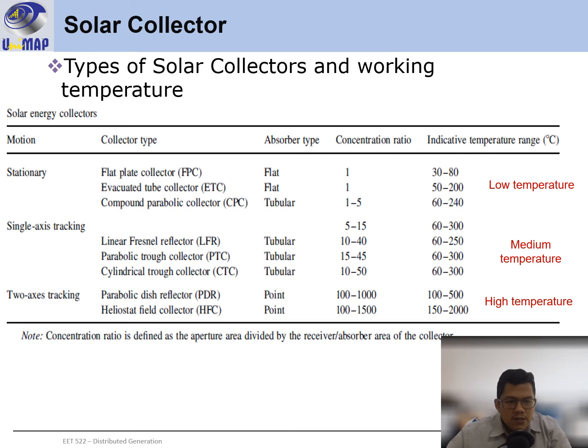And then the two axis tracking is the parabolic dish reflector and heliostat field collector, and this is working at a higher temperature, from 100 to 2000 degrees C. Okay, both the single axis tracking and two axis tracking are commonly used for electrical energy generation from solar thermal energy.